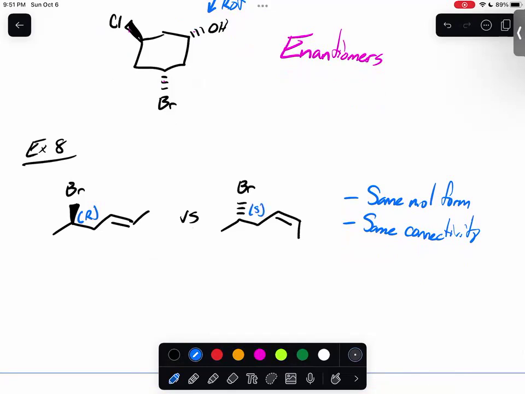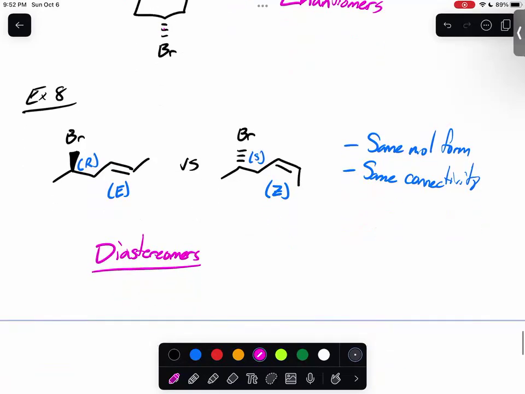In one case, the alkene is E. In the other case, it is Z. So in this case, every stereocenter has changed. But these are diastereomers. And the reason for this is because the stereocenter for the bromine doesn't even matter.